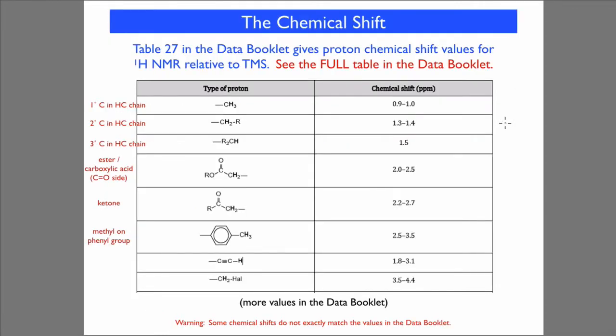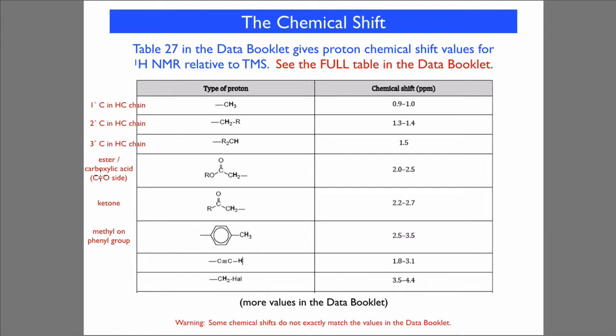Table 27 in the data booklet gives proton chemical shift values for hydrogen NMR relative to TMS. And you can see the full data table in the data booklet. You've got chemical shifts of 0.9 to 1 for hydrogens in methyl groups, 1.3 to 1.4 for CH2 in carbon chains, and a chemical shift of 1.5 here with the carbon in an end carbon.